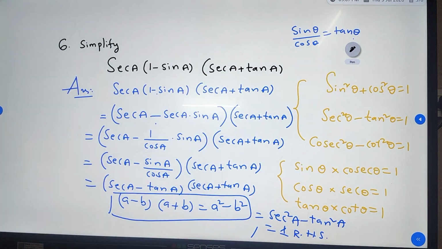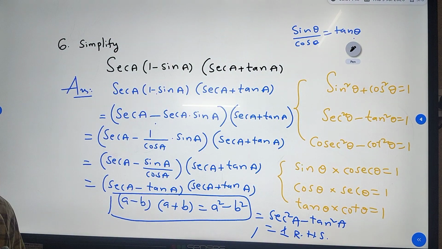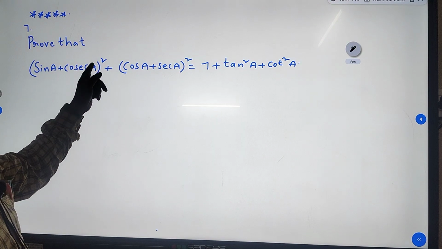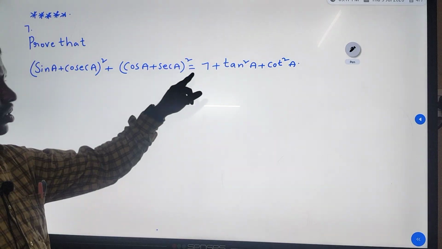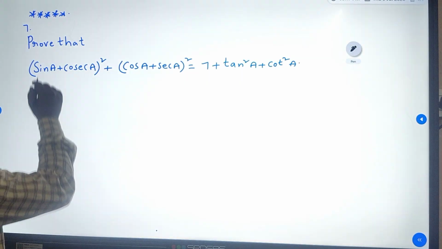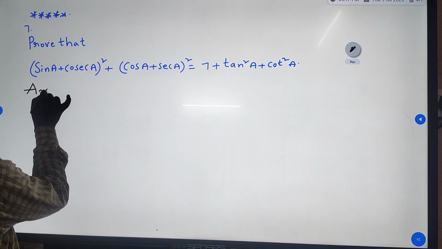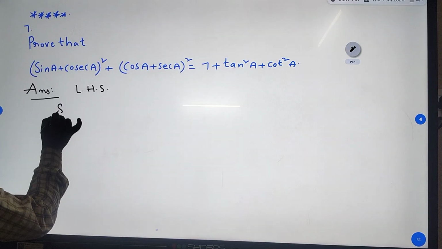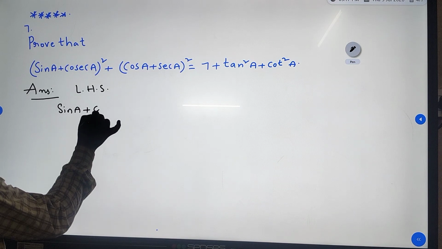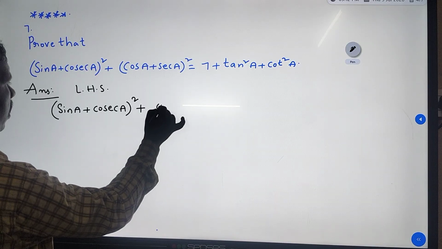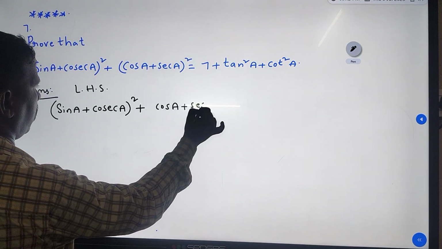Now I am going to explain question number 7. Okay, next question. Question number is 7. Sin A plus cosec A whole square plus cos A plus sec A whole square equal to 7 plus tan square A plus cot square A. So prove that. Take LHS. So what is LHS? Sin A plus cosec A whole square plus cos A plus sec A whole square.